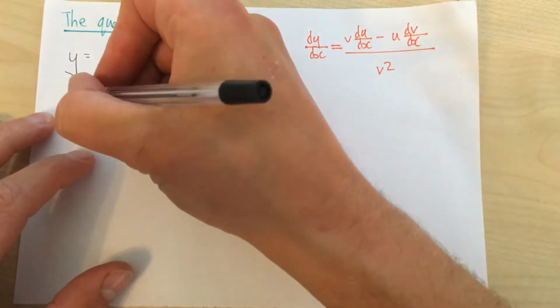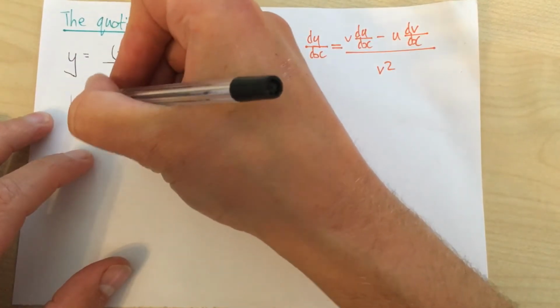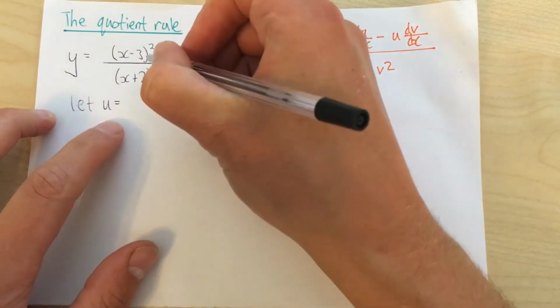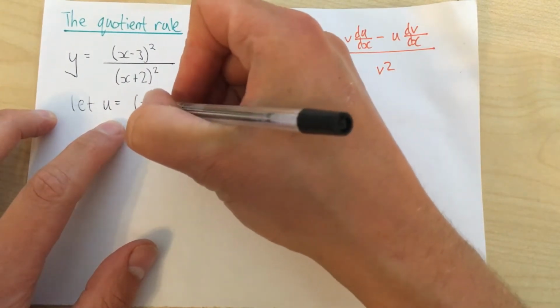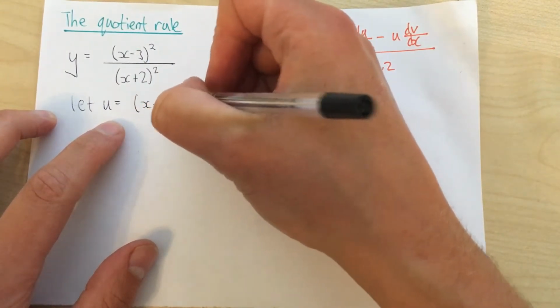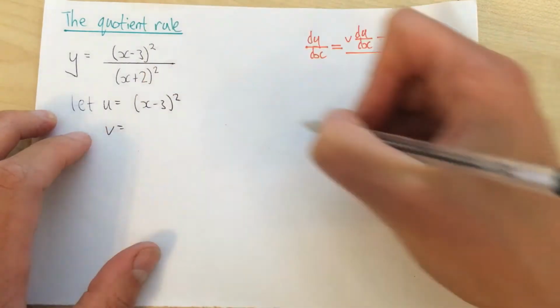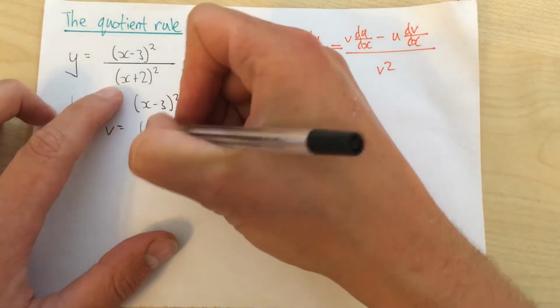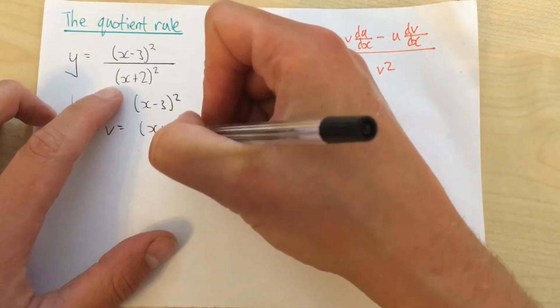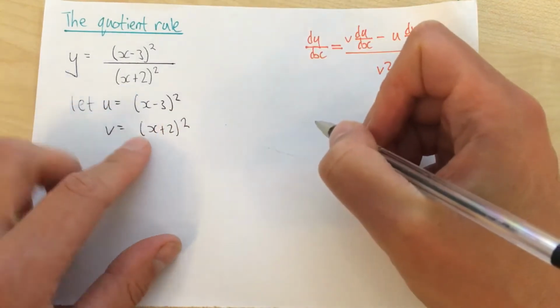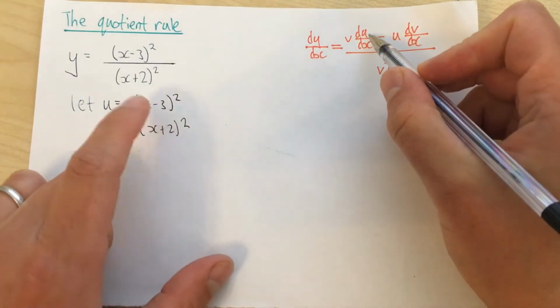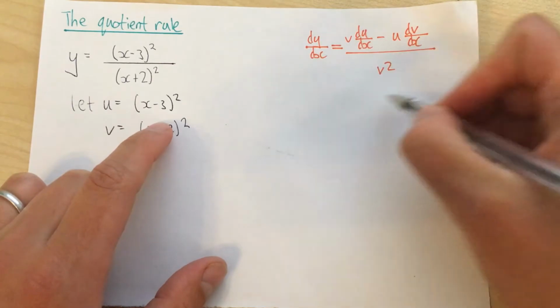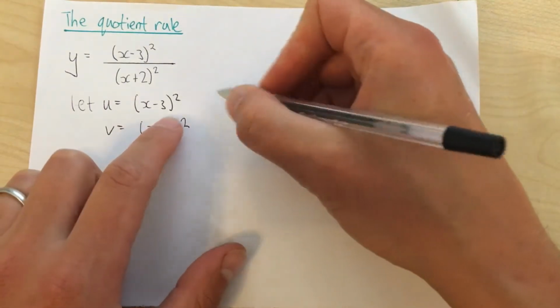So let's start with this. Let u equal the numerator. In this case, that's the square of x minus 3. And we'll let v equal the square of x plus 2. Now we need the derivative of each of these with respect to x to use this rule.